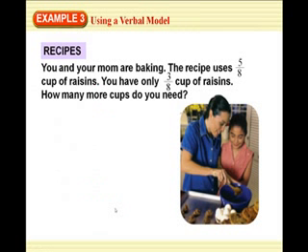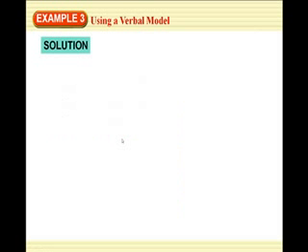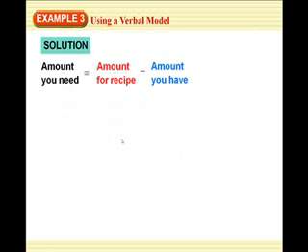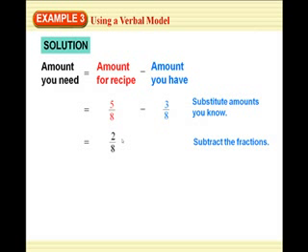So let's check out some real life situation. You and your mom are baking. The recipe uses 5/8 cup of raisins. You only have 3/8 cup of raisins. How many more cups do you need? So you have 5/8. Take away how much you have, or this is what you need, minus what you have. So then that reduces to 1/4. So you still need 1/4 cup of raisins. There they are, and then they subtract it.